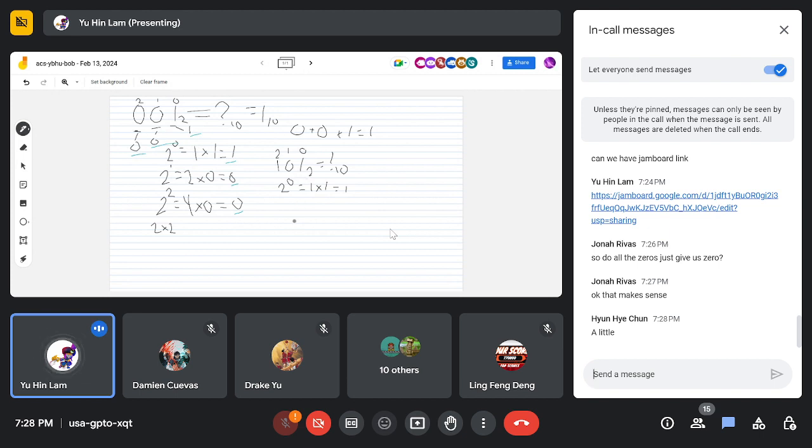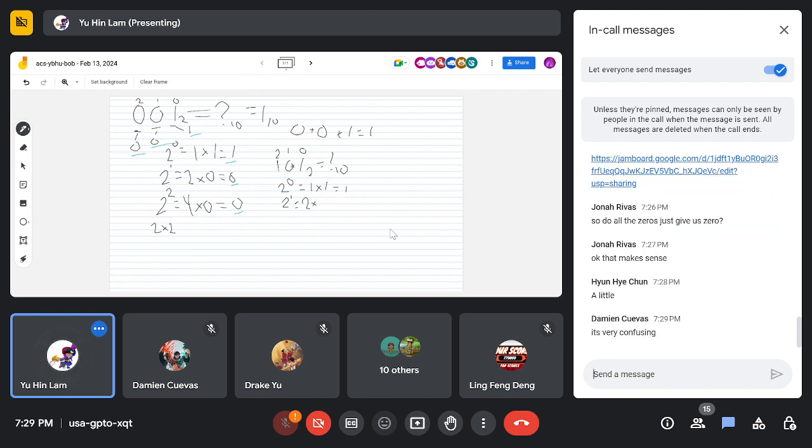This will give us 1. And then for our second digit, same, we start with 2 to the power of its position of 1. This gives us 2. Then we multiply this by the binary digit of 0. Anything multiplied by 0 gives us 0. I should probably mark this. So this first digit gives us 1, and this second digit just gives us 0.